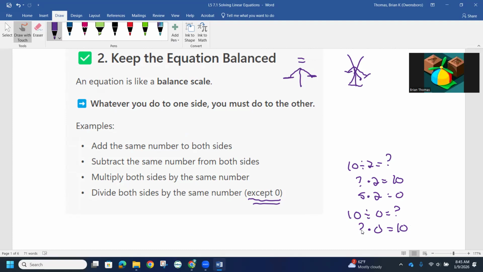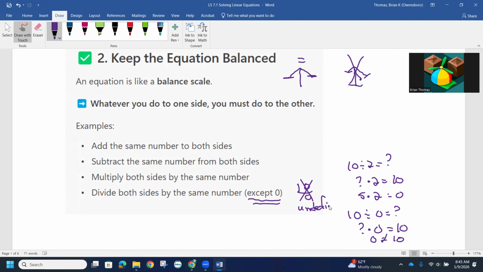And also if you pick up on when you multiply by 0, this side is always 0, and 0 is never going to equal 10. So it's never going to be balanced. So it's not going to be true. So division by 0 is something we want to avoid. So keep in mind in our problem, if we see 0 in the denominator, that's no good. That's going to be what we call undefined.